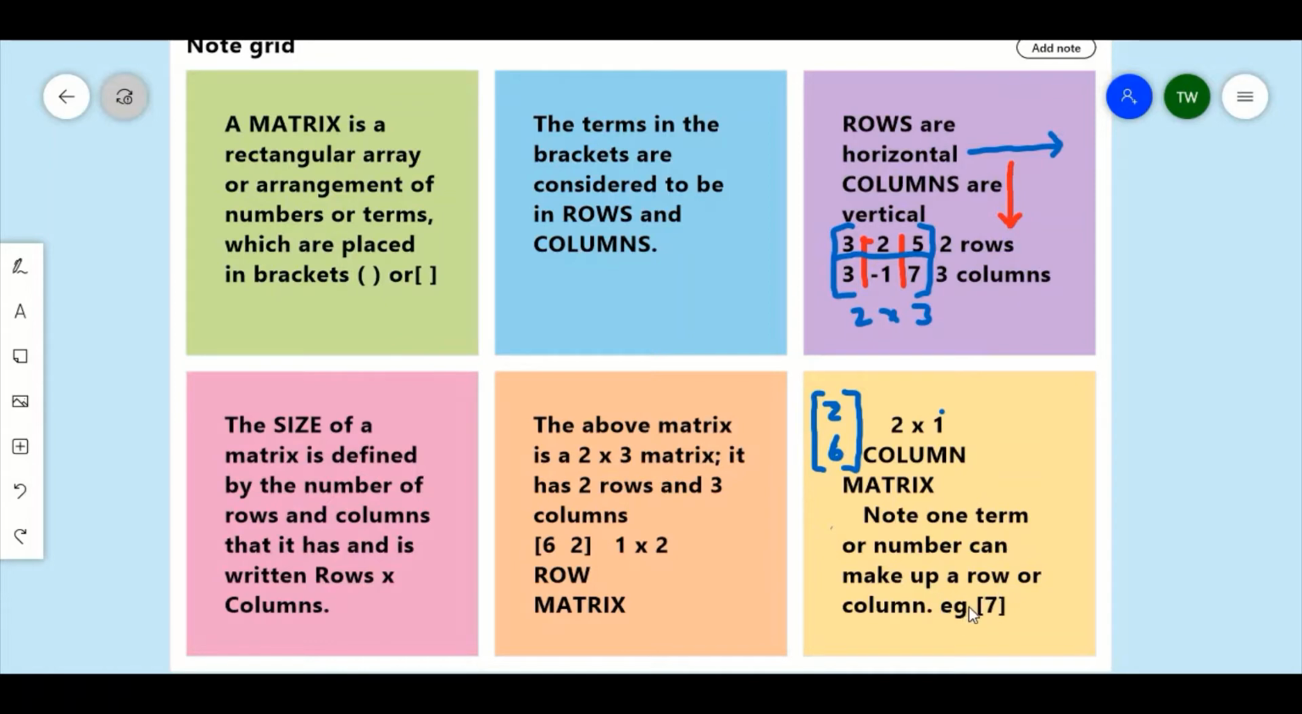But note, one term or number can make up a row or column matrix. Example, this matrix here, which I have, is 7. Now, 7 here is a 1 by 1 matrix. So this matrix here has 1 row and 1 column. It is a 1 by 1 matrix, and it can be either a column matrix or a row matrix.